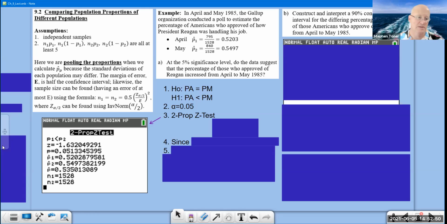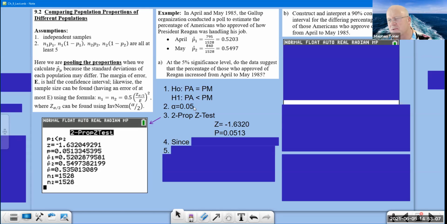And I want you to verify that you can get these numbers that I have here, which I've actually summarized here by rounding to 4 decimal places. And our p-value, look how close it is to 5%. It's almost significant at the 5% level, but not enough. Our p is bigger than alpha. So since p is greater than alpha, do not reject H0.